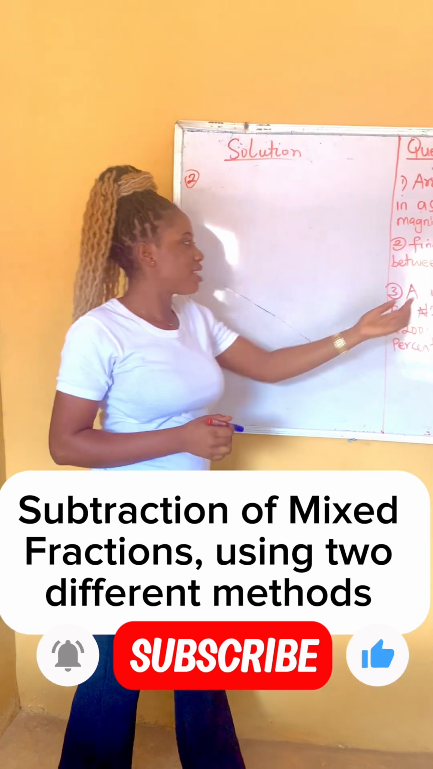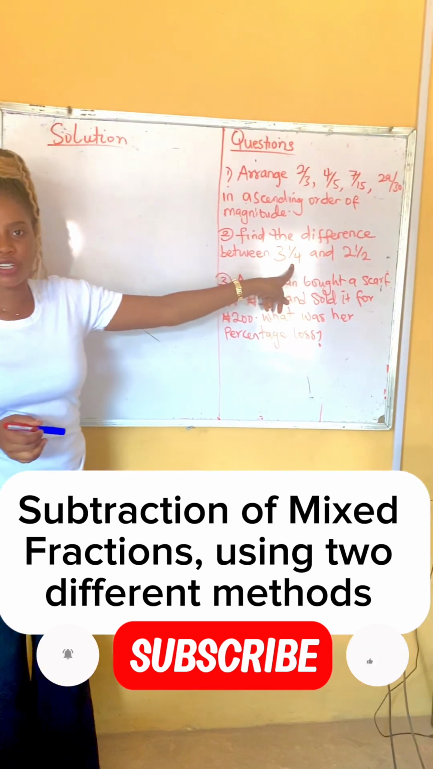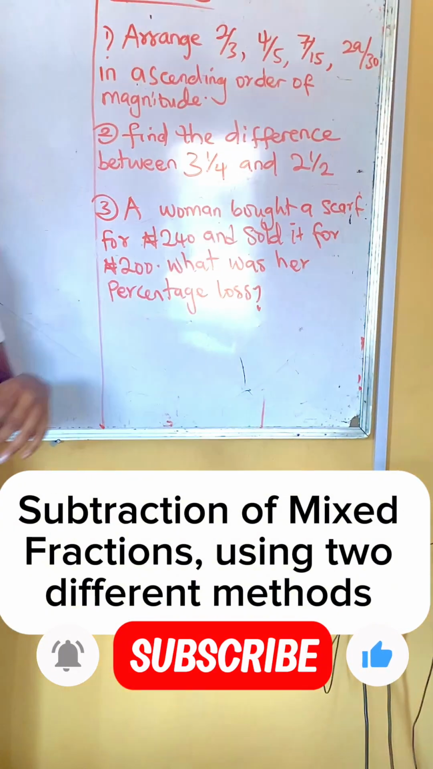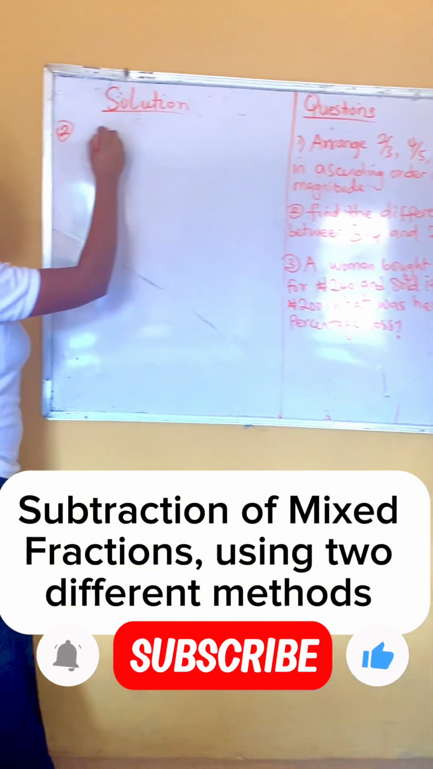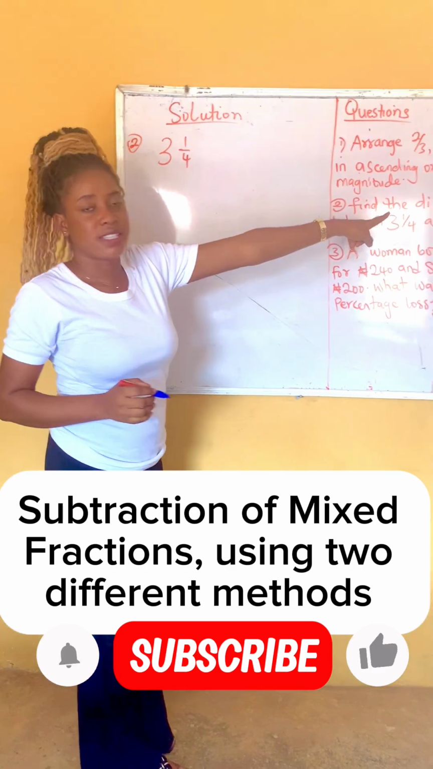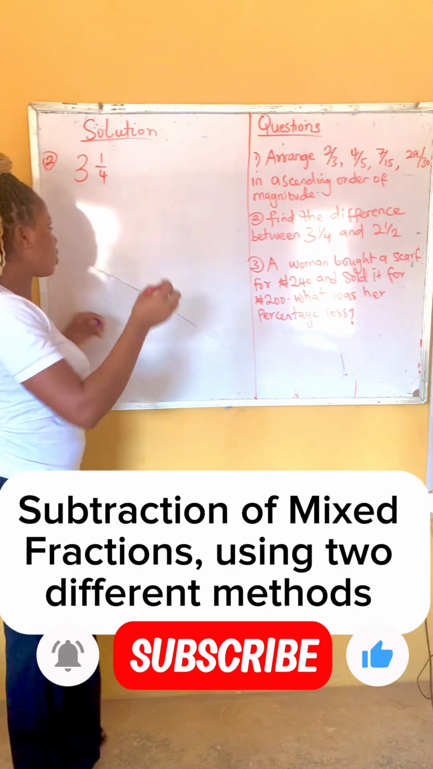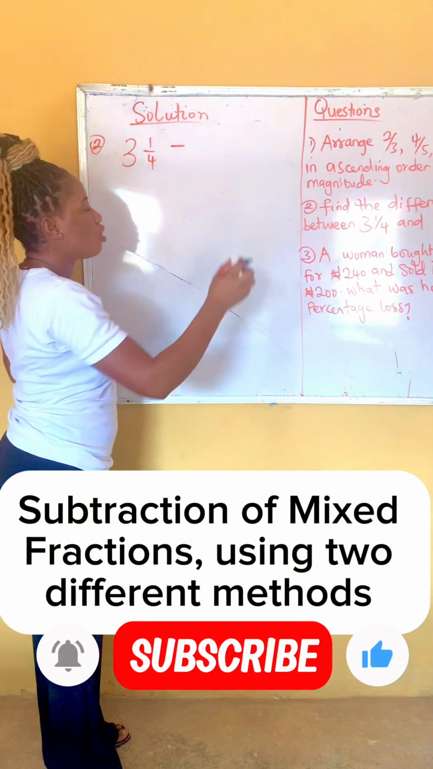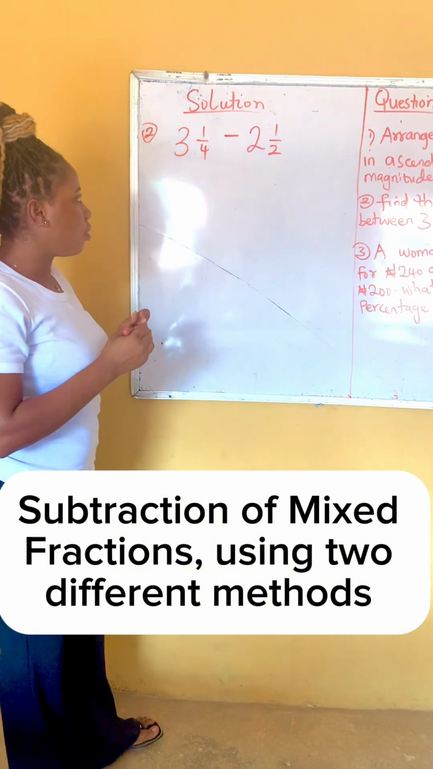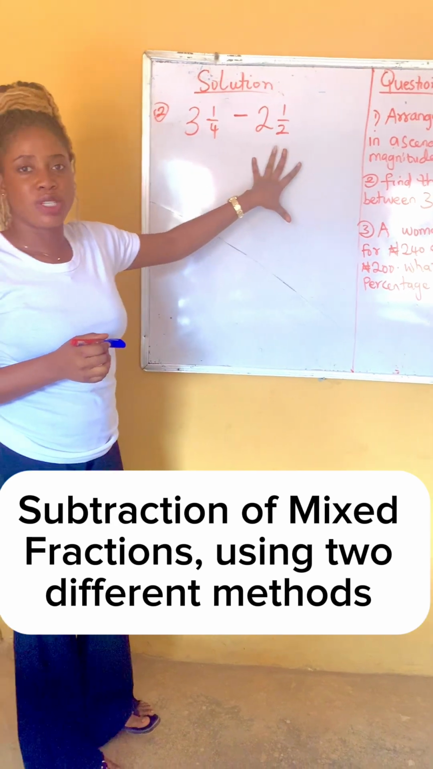As usual, you can see that this is a whole number and a fraction, which is also known as the mixed fraction. So we bring them here. You have 3 whole number, 1 all over 4. The difference here means what? Subtraction, minus sign, 2 whole number, 1 all over 2.